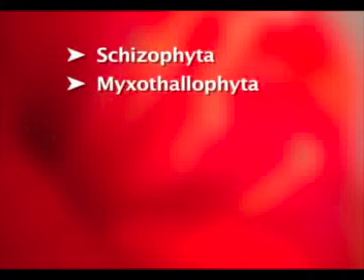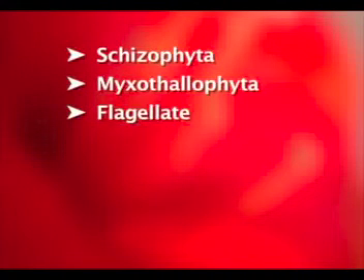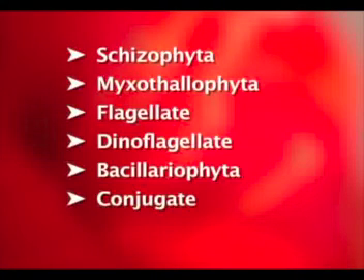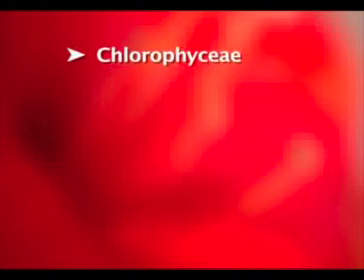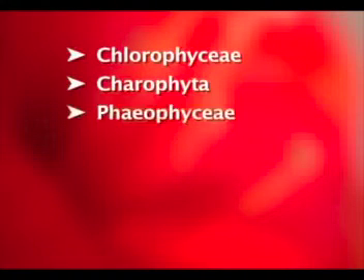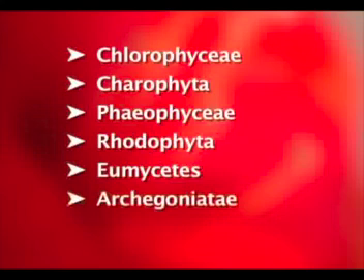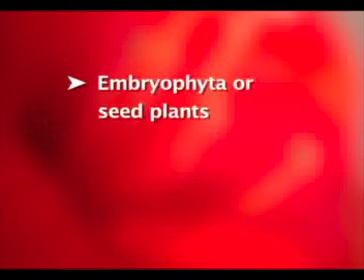Schizophyta, Myxothallophyta, Flagellatae, Dinoflagellatae, Bacillariophyta, Conjugatae, Heterocontae, Chlorophyceae, Charophyta, Phaeophyceae, Rhodophyta, Eumycetes, Archegoniatae, and the last one, Embryophyta siphonogama, the seed plants. The division Embryophyta is subdivided into two subdivisions, the Gymnospermae and Angiospermae. The subdivision Angiospermae is further divided as follows.